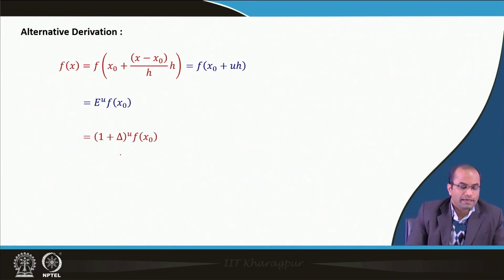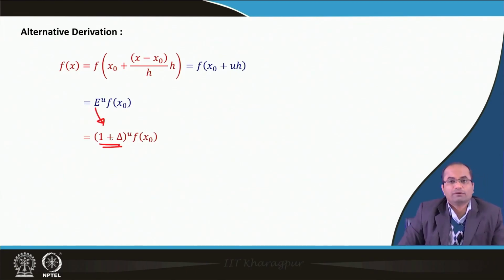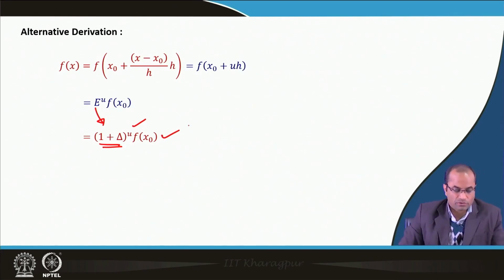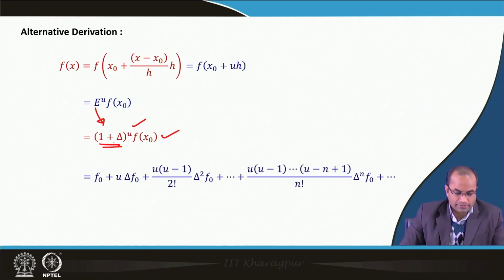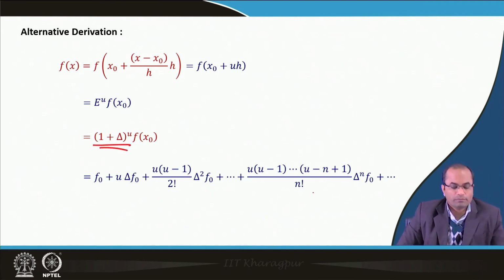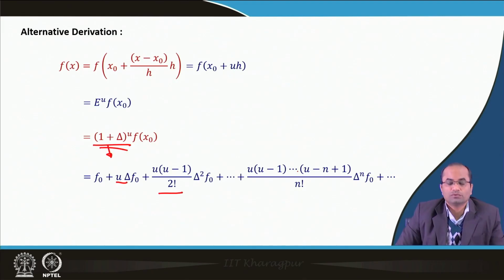just derived. And that relation we have also seen, that e we can write as 1 plus delta, again to the power u, f x naught, and then we can expand this 1 plus delta power u. It's a kind of binomial expansion. So we have this expansion here: 1 plus u times delta, and then u into u minus 1 over factorial 2, u into u minus 1 into u minus 2 over factorial 3, and so on.